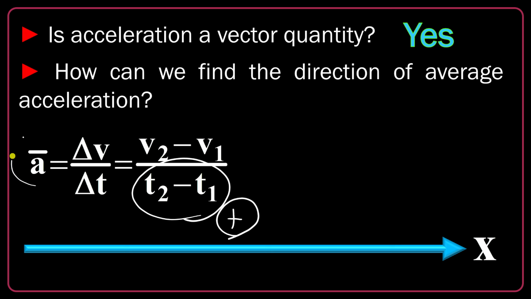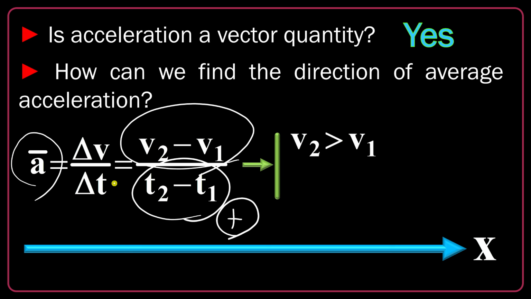The sign of acceleration, average acceleration, is all dependent on v2 minus v1. I should check if v2 is larger than v1 or smaller than that. If v2 is larger than v1, v2 minus v1 is a positive value. So acceleration is positive.